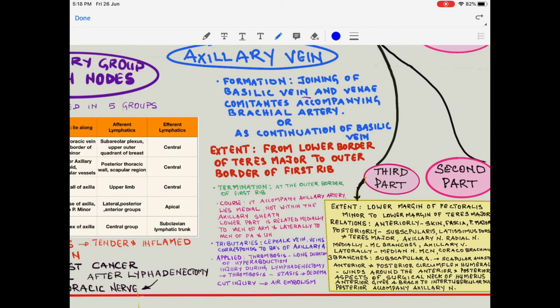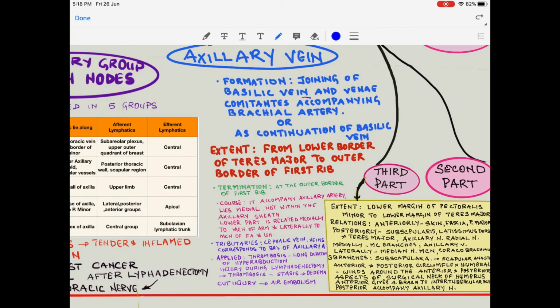to the medial part of the axillary artery. Formation: it is formed by the joining of the basilic vein and venae comitantes, two veins accompanying the brachial artery. The deep veins which accompany the artery are called venae comitantes. Or it may form as a continuation of the basilic vein from the level of the lower border of teres major.